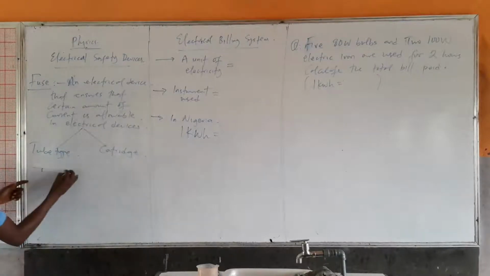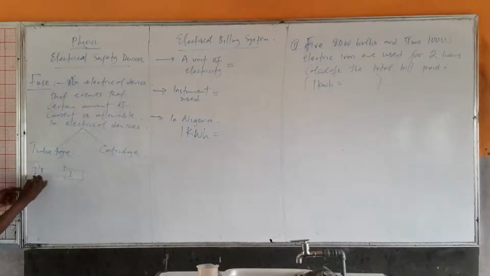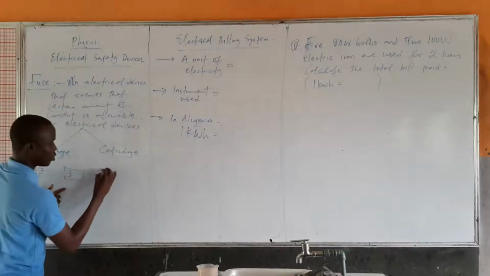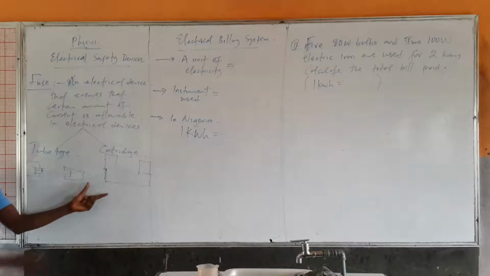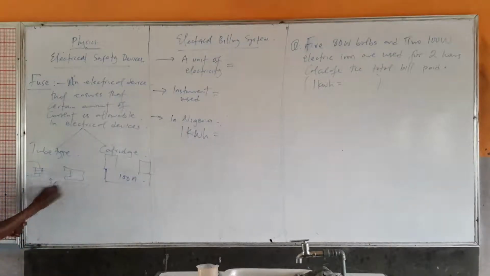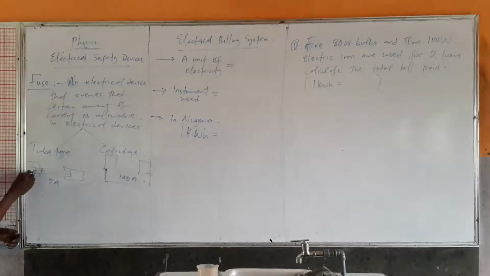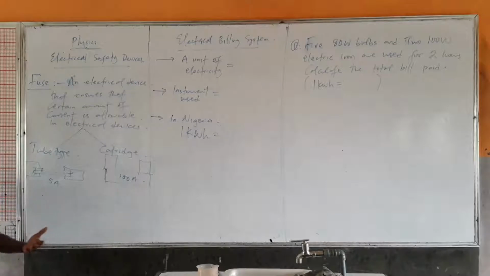The tube type is the one that is very common in most devices. You have it somewhere here. This is your cartridge type. Your cartridge type is one you use for higher values of your devices. This is maybe 100 amps. This one 5 amps. A 5 amps fuse simply means that if the current exceeds 5 amps, the wire within the fuse will cut off, and thereby ensuring that certain amount of current is allowed into the device.